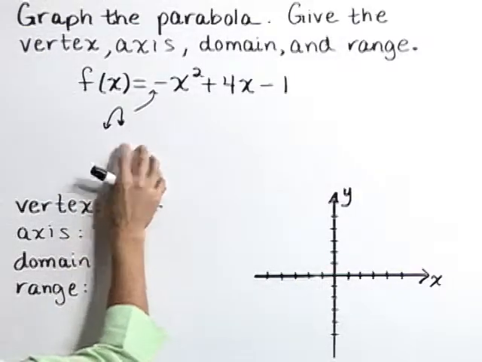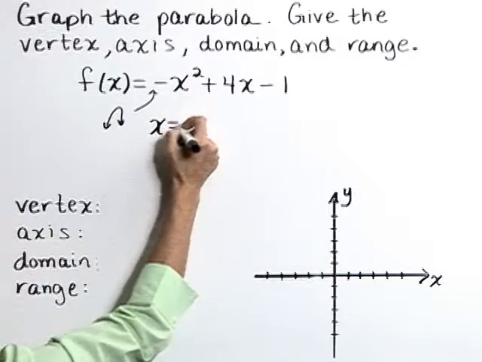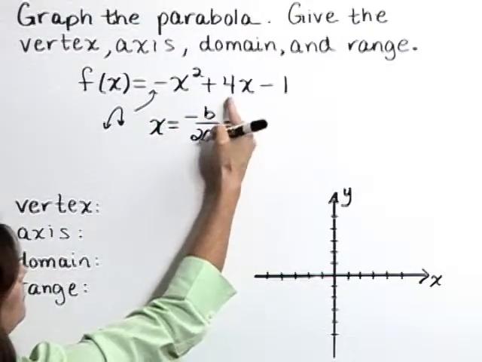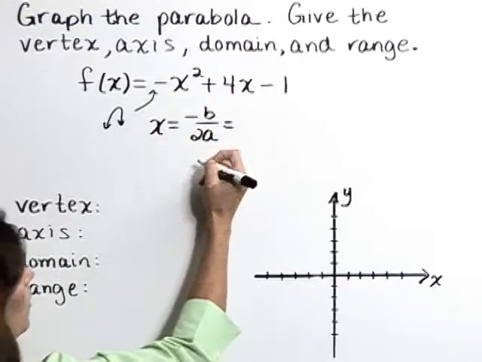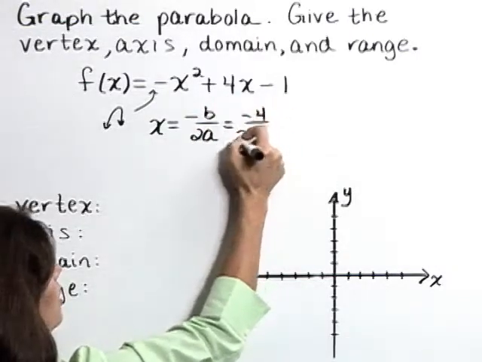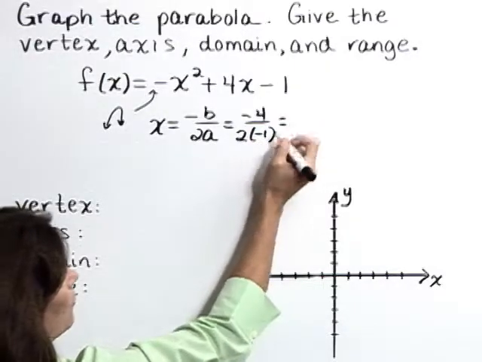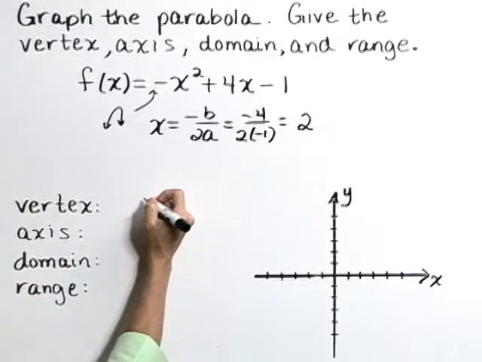Let's locate the vertex using the vertex formula, where x is equal to negative b over 2a. b is 4, a is negative 1, so this is a negative 4 over 2 times negative 1. Negative 4 over negative 2, or positive 2.